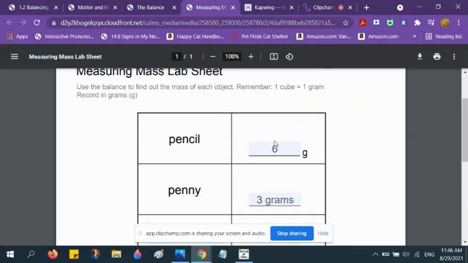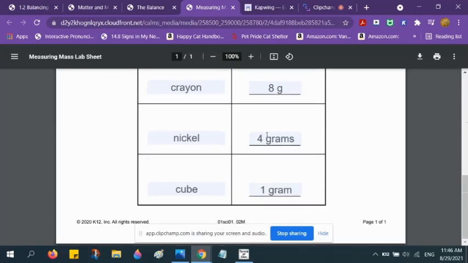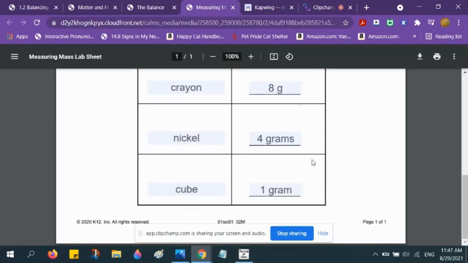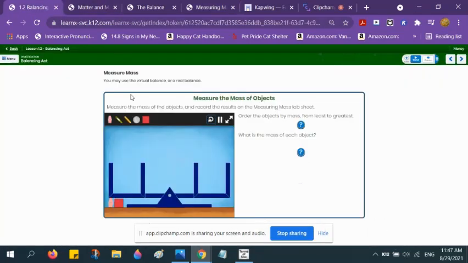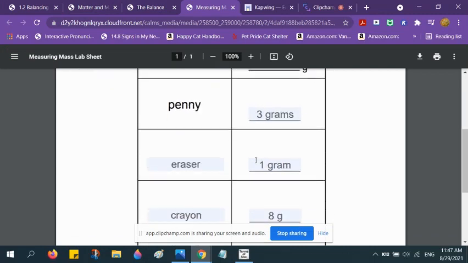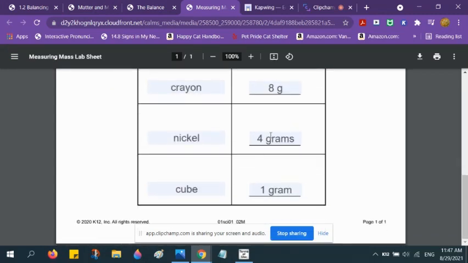And then, what should come after that? Remember, we're ordering lightest to heaviest. 3 grams, the penny. Yeah, I think the penny goes next. So I'm going to put the penny right next to it. So, yeah, the nickel goes next. And wait, we didn't have a penny. That was a nickel. We don't have a penny in there. Okay, then the nickel goes next.